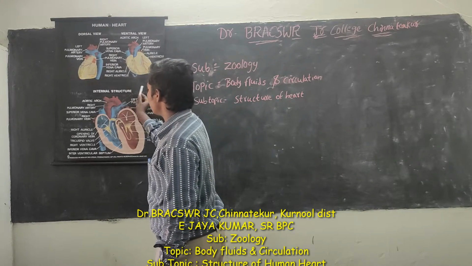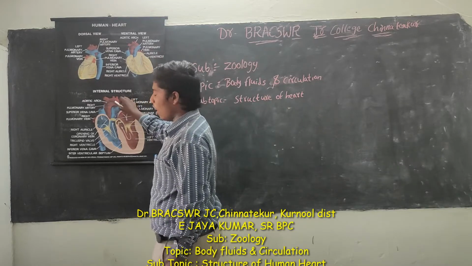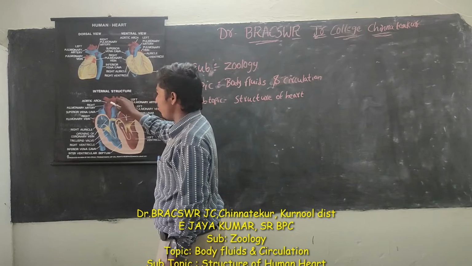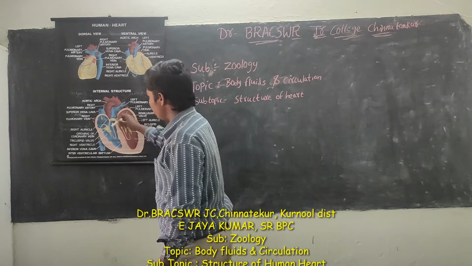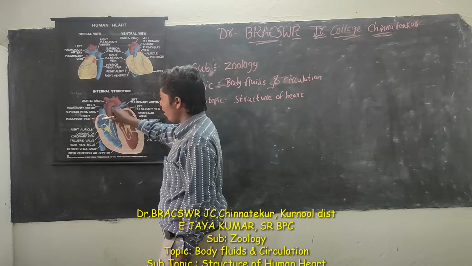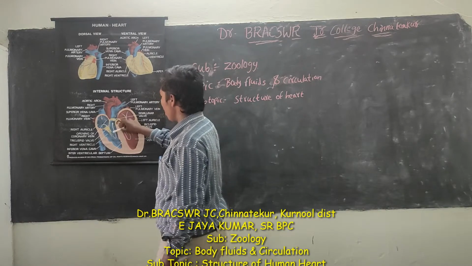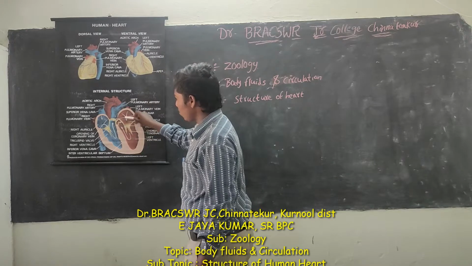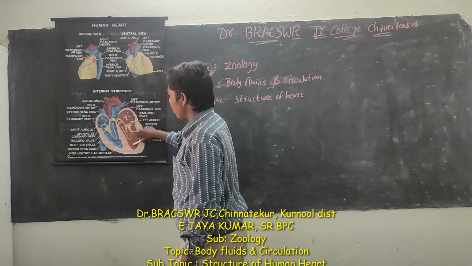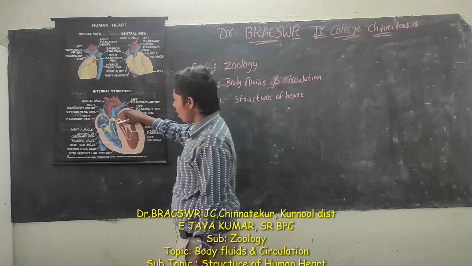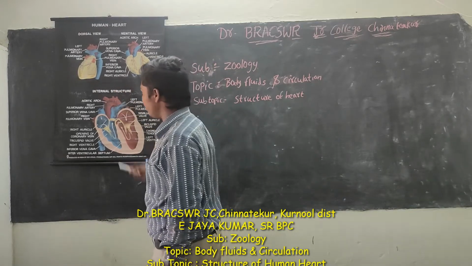The systemic arch supplies blood to all parts of our body. This oxygenated blood is supplied, and this side receives deoxygenated blood. The deoxygenated blood comes from the upper side into the right atrium and then the right ventricle. On this side, it comes to the left atrium and then the left ventricle. It sends blood to the systemic arch, under whose pressure the oxygenated blood goes out.